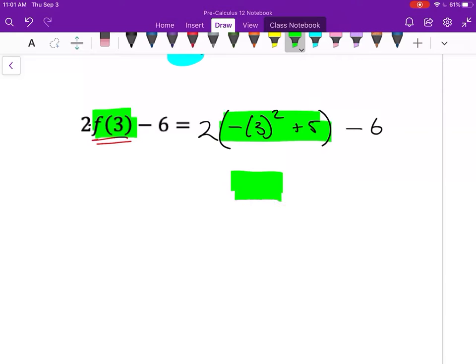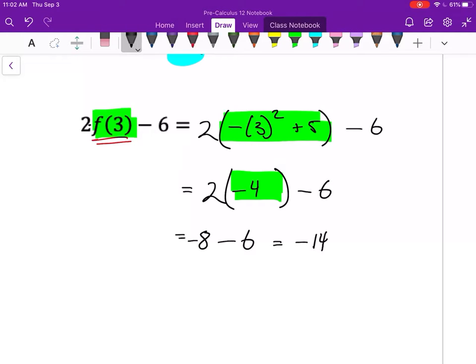So negative 3 squared plus 5 is negative 9 plus 5, which is negative 4. But all that's times 2, and then take away 6. Order of operations, 2 times negative 4 is negative 8. Negative 8 take away 6 is, I made a mistake here. Sorry, that should be a negative in front of the 4. And so this should be -8, and -8 take away 6 is -14.